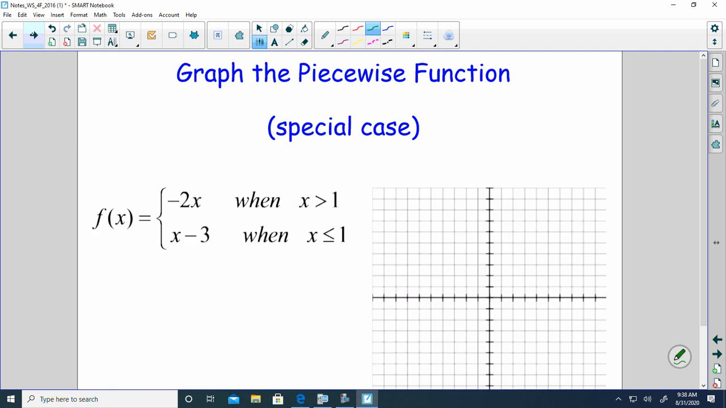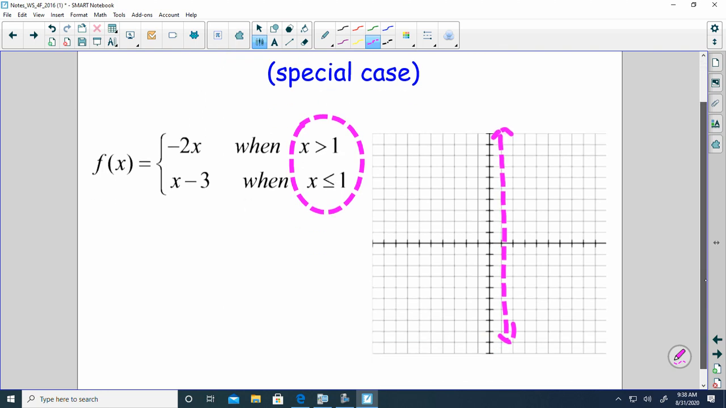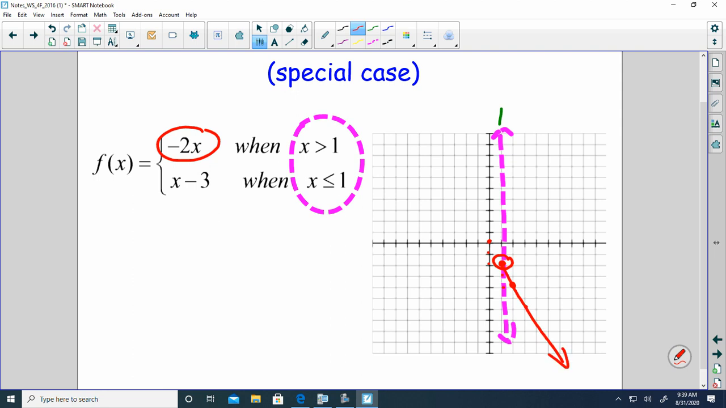Okay, piecewise functions. Again, I'm going to take a look. I'm going to make that happen at 1. So that's happening at 1 because of our parameters. So let's graph this one. So that has a y-intercept at 0. I'm going to go down 2, right 1. That's going to be an open dot there. And I'm going to go down 2, right 1, down 2, right 1. We wanted values greater than 1, so it has to be to the right.